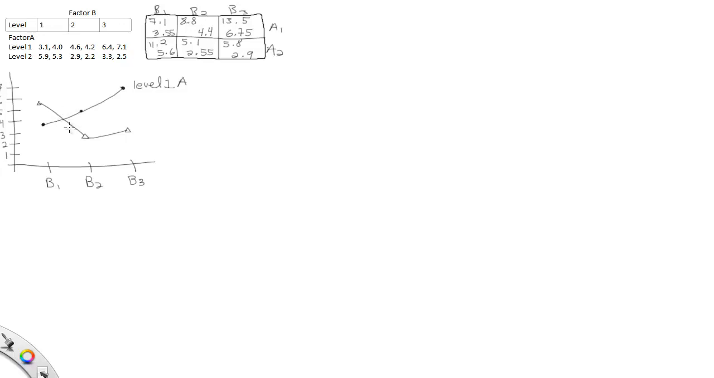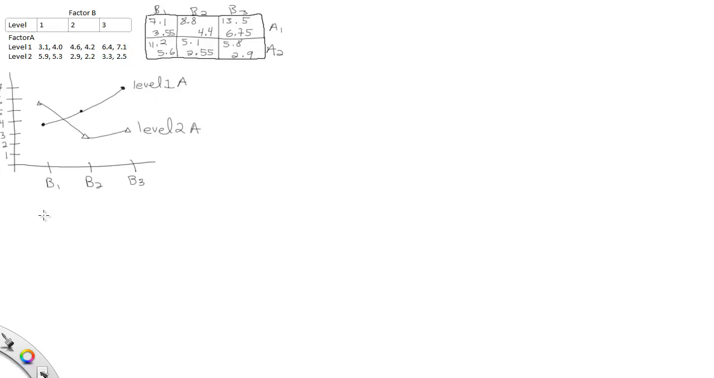Intersection, remember, means interaction. If these lines were parallel to one another, that would imply there's no interaction effect. The fact that these actually touch one another, cross each other, indicates there's an interaction. So it could be that the interaction is significant. So this is level 2 of A.